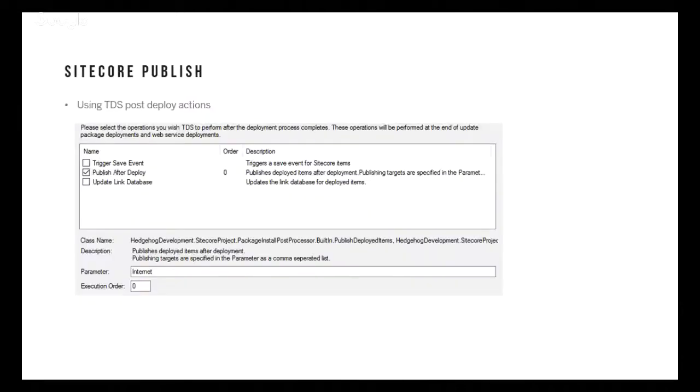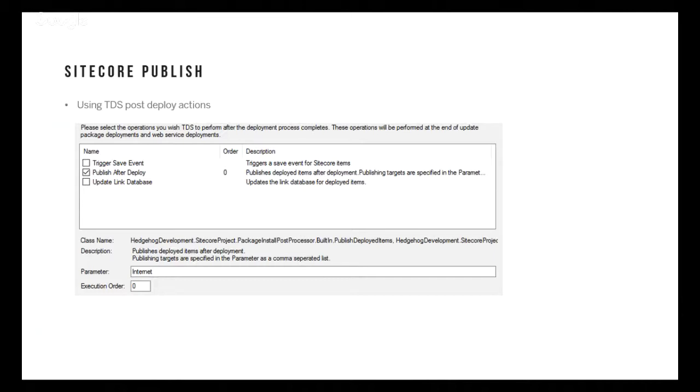Now, after that is installed, in TDS itself, there's an option for what you want to do during post-deploy action. So these are the 3 out-of-the-box options available for you. You can trigger a safety event. You can update the link database. What's useful for me is publish after deploy. That means every time I install another package, it will automatically publish it, so I don't have to go in and manually hit smart publish, for example.